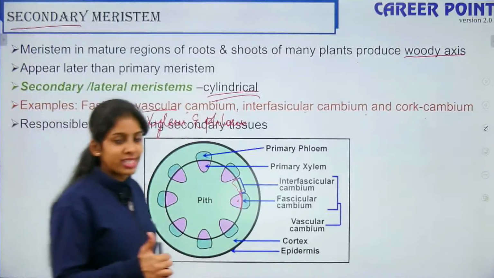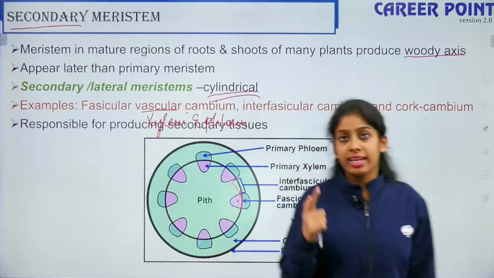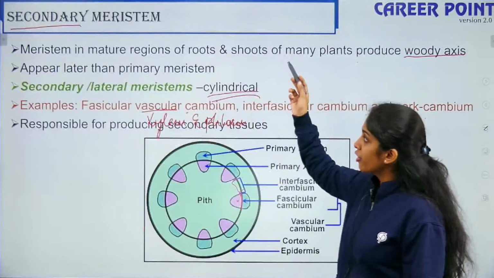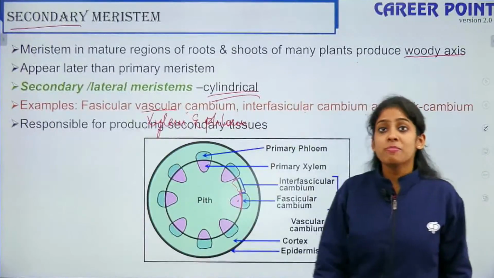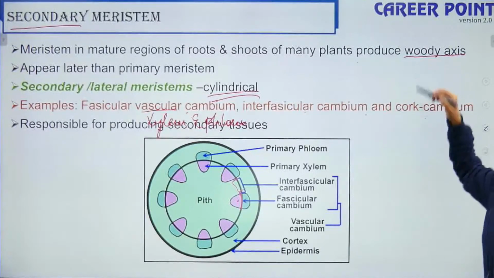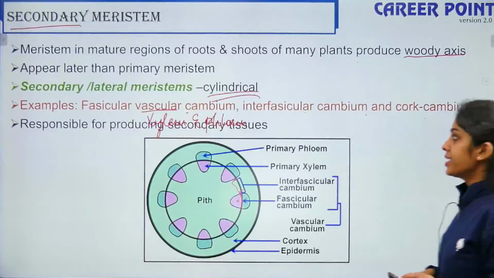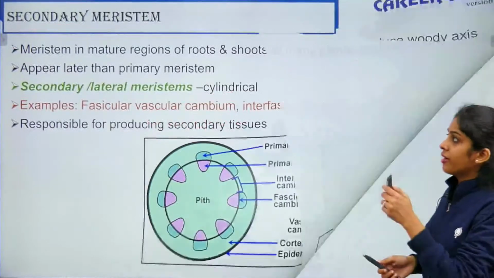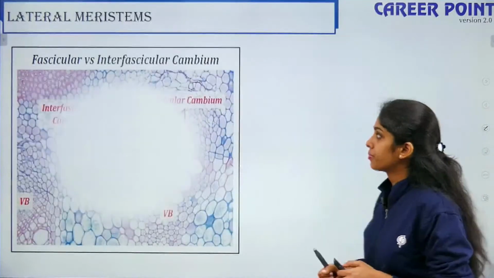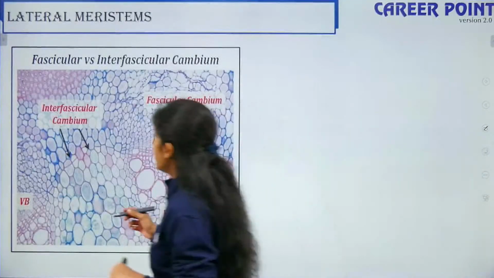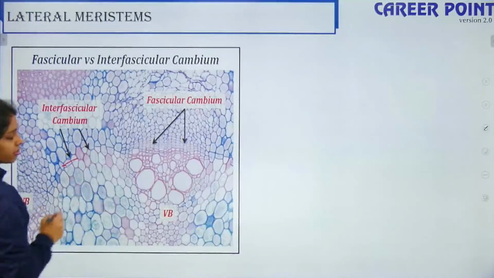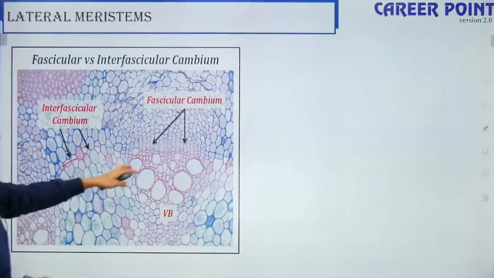So once again, primary meristem is your apical and intercalary. Your secondary meristem or lateral meristem refers to the secondary growth that is produced from the mature regions of your shoot and root of many plants, and that produces a woody axis. So talking more about your lateral meristem, can you see these are the interfascicular cambium? And here you have your vascular cambium.